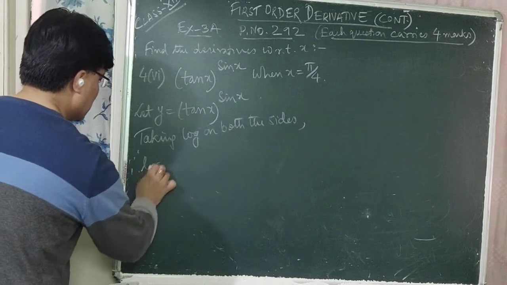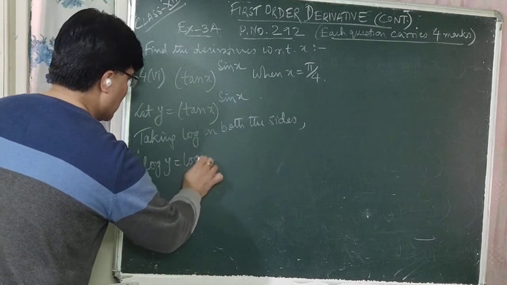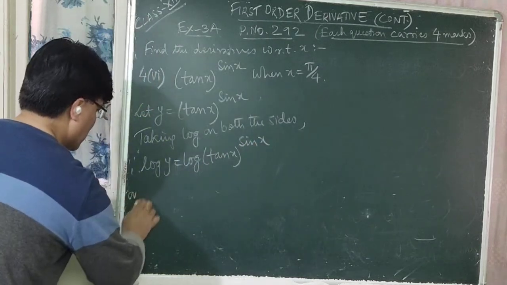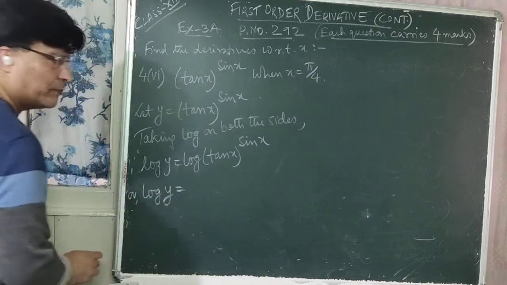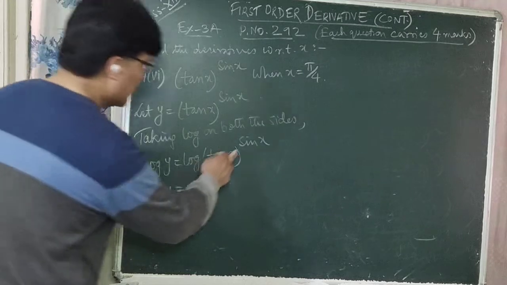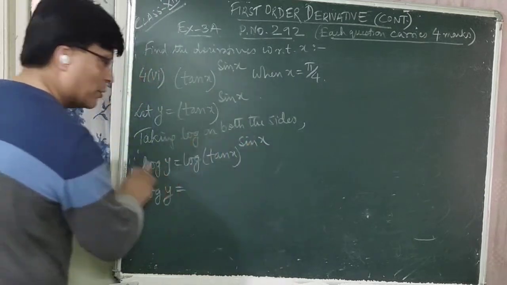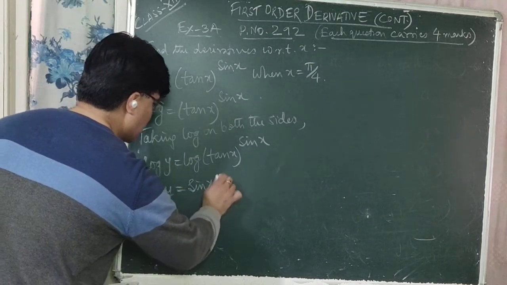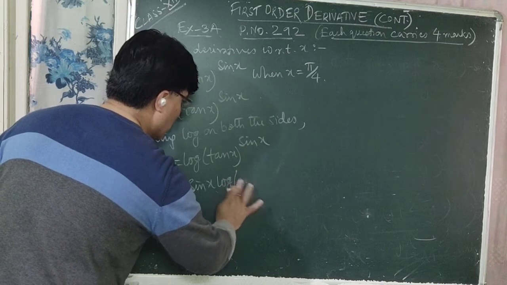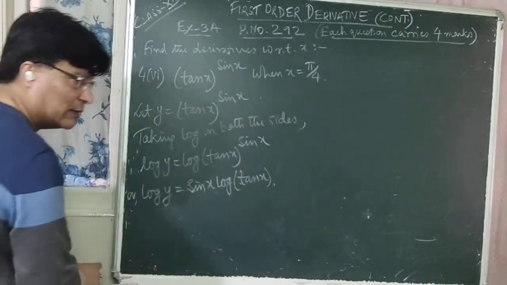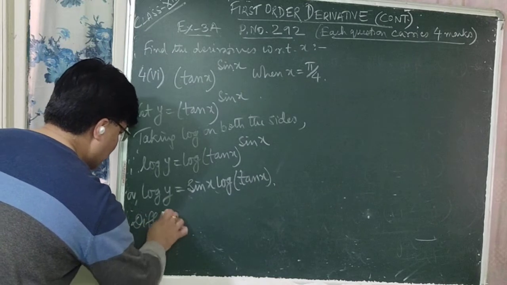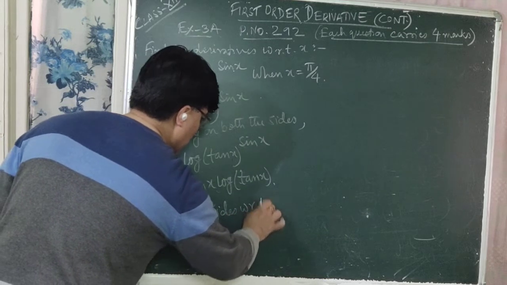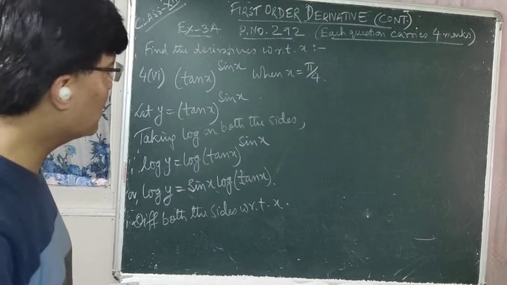So what do we get? Log y is equal to log of tan x whole to the power sin x. Now because of this log you can take this sin x to the front. That means sin x becomes the coefficient, because this is the property of logarithm, right? So sin x becomes the coefficient of log of tan x. Is that clear? So write down, differentiating both the sides with respect to x.